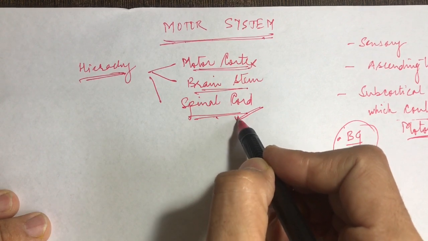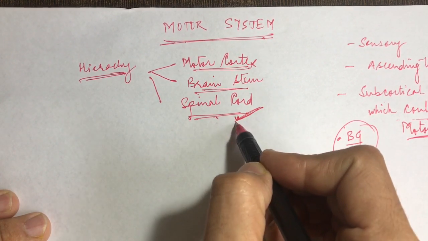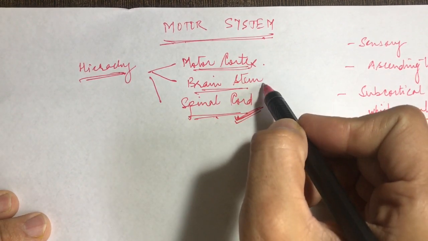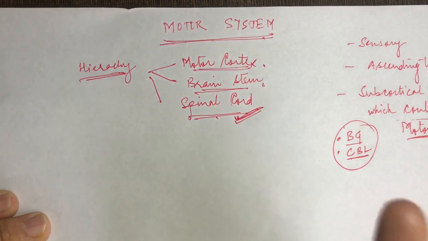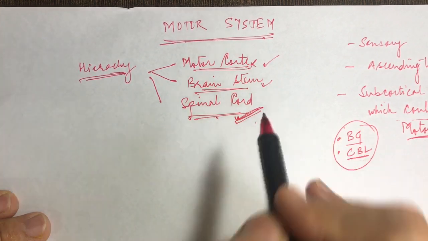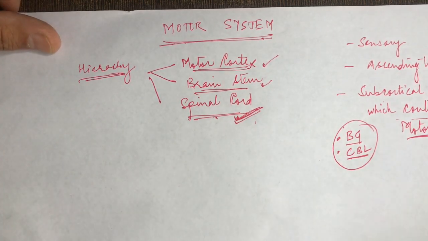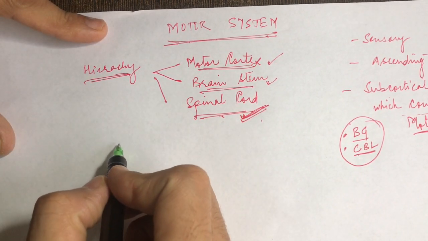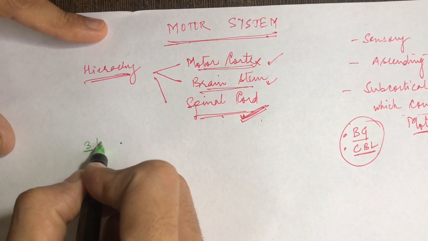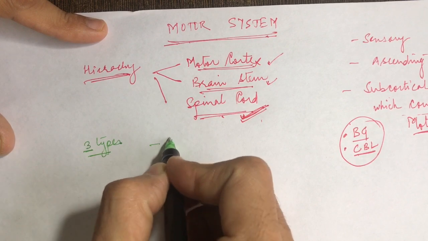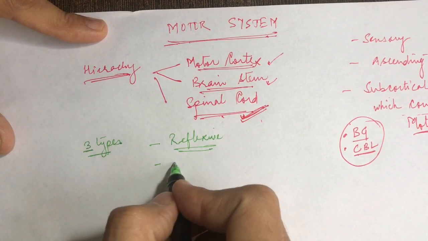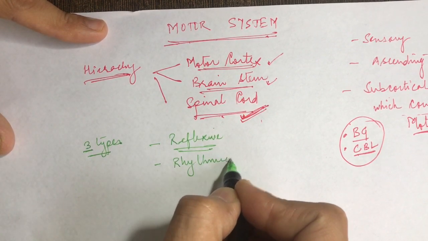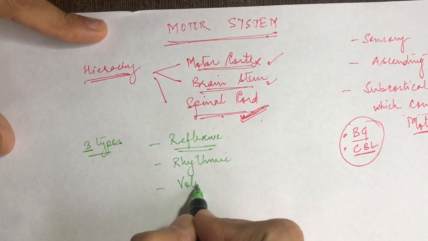So some of the movements are controlled just by the lowest level. Some of the movements are mainly performed with the help of the lowest level, but have got association from the intermediate or the higher level. And as the movement becomes more and more complex, more and more higher centers get involved in this. So based on this, we can subdivide the motor movements into three types of movement. One is reflexive movement, right? Second is rhythmic, and the third one is voluntary.